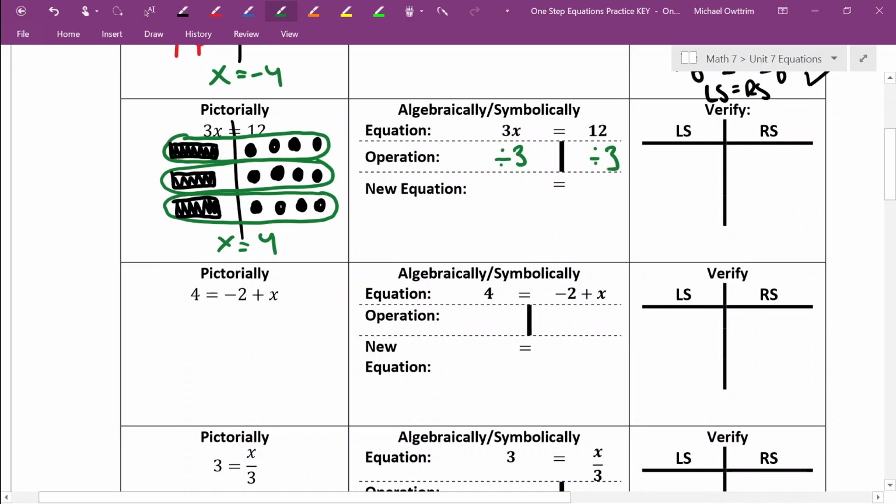Now on the left side, 3 divided by 3 would be 1x, or just x. On the right side of the wall, we have 12 divided by 3, which is 4, so I can conclude that again, x equals 4.